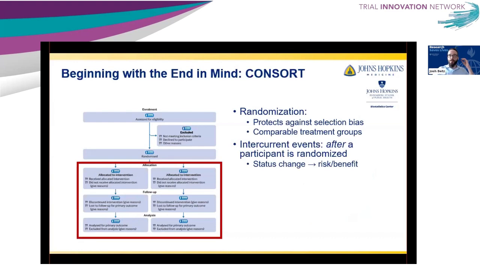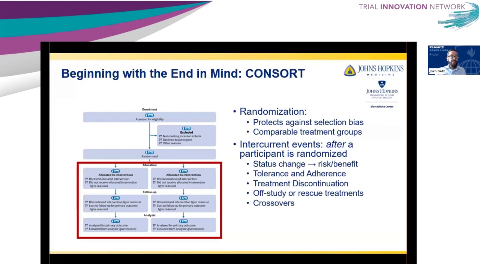All these intercurrent events that we've been mentioning occur once a participant is randomized. They may have a sudden status change that changes the risk-benefit ratio of the interventions under study. They may be unable to tolerate the treatment or may not be able or willing to adhere to the intervention. They may ultimately discontinue the intervention. They may start other interventions, either an off-study treatment or perhaps a rescue medication as part of a study. People don't always get the treatment they've been assigned to, or if a treatment is available outside of the study, some individuals may seek it out.